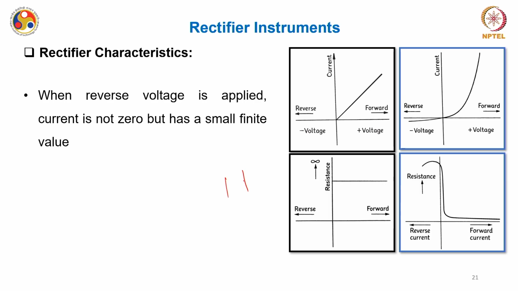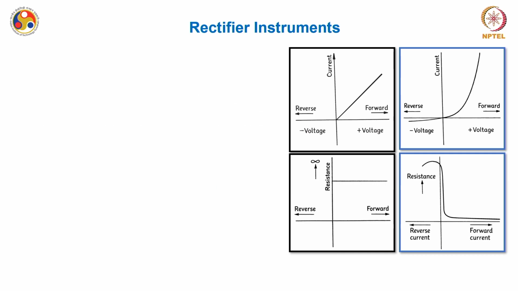I will suggest that you learn about a PN junction: what is depletion width, how electrons and holes move to create a junction, and how this junction behaves when it is forward biased and when it is reverse biased. So when I use the term reverse voltage, I am actually reversing the biasing potential at the junction. When reverse voltage is applied, current is ideally zero, but it has a small finite value.